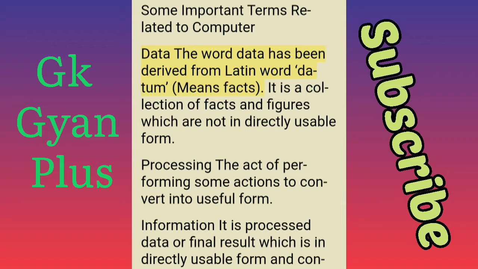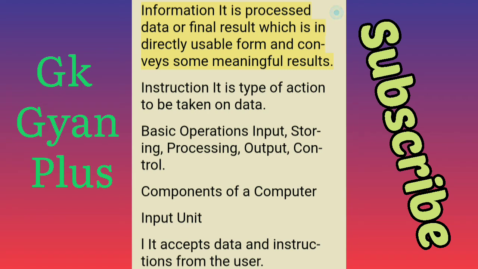Data. The word data has been derived from the Latin word datum, meaning facts. It is a collection of facts and figures which are not in directly usable form. Processing. The act of performing some actions to convert data into useful form. Information. It is processed data or final result which is in directly usable form and conveys some meaningful results. Instruction. It is a type of action to be taken on data. Basic operations: input, storing, processing, output, control.